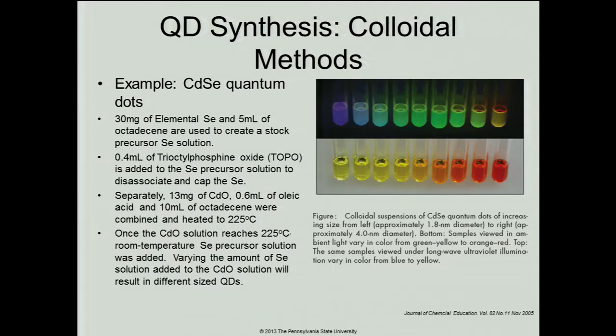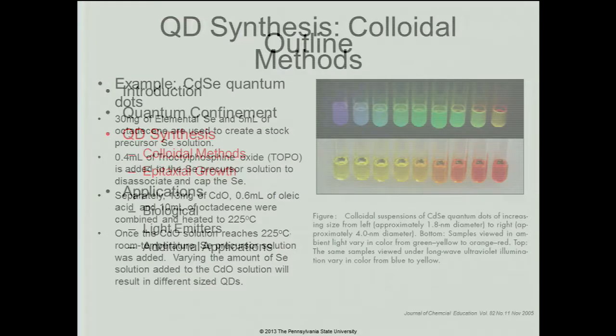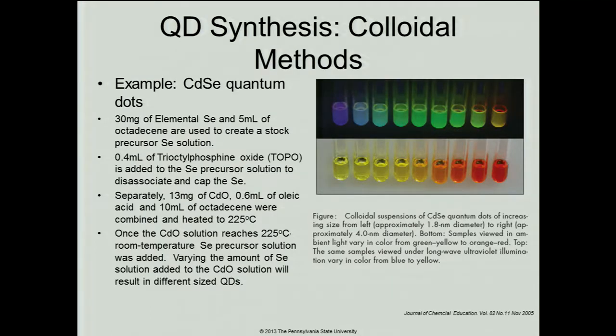So, this one is added, and then it is added in separate oleic acid. Then once it reaches 225 degrees, we add the selenium, and you see different colors. The different colors mean you are having different sizes of quantum dots. You need to keep it in suspension, in a combination of oleic acid and octadecene.